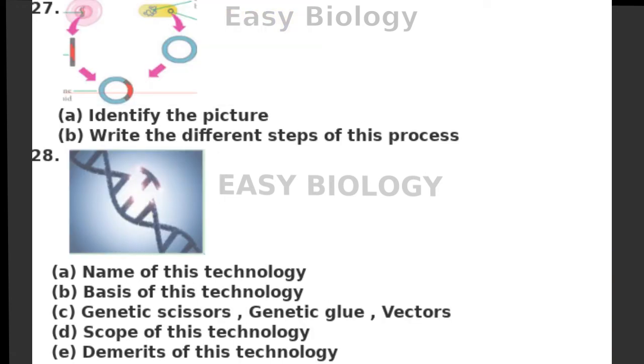Question 27a. Identify the picture. Answer: production of insulin through genetic engineering. Question 27b. Write the different steps of this process. Answer: human cell, human DNA. Bacteria, circular DNA of the bacterium called plasmid. Cutting of insulin gene.